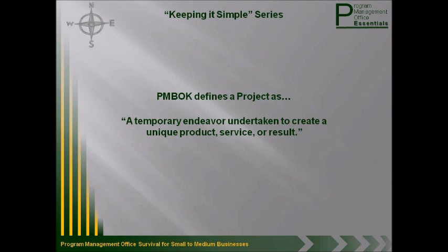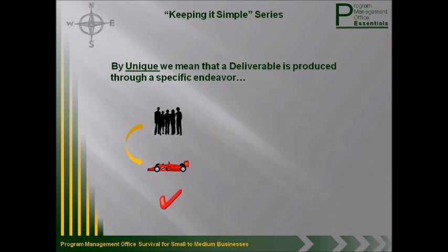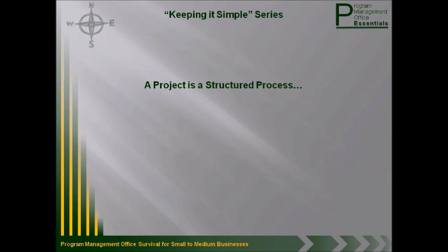PMBOK defines a project as a temporary endeavor undertaken to create a unique product, service, or result. By temporary, we mean that a project has a definitive start and end date. By unique, we mean that some deliverable, whether it is a product, service, or result, is produced by the project that would not normally be provided through some pre-established, repeatable process.